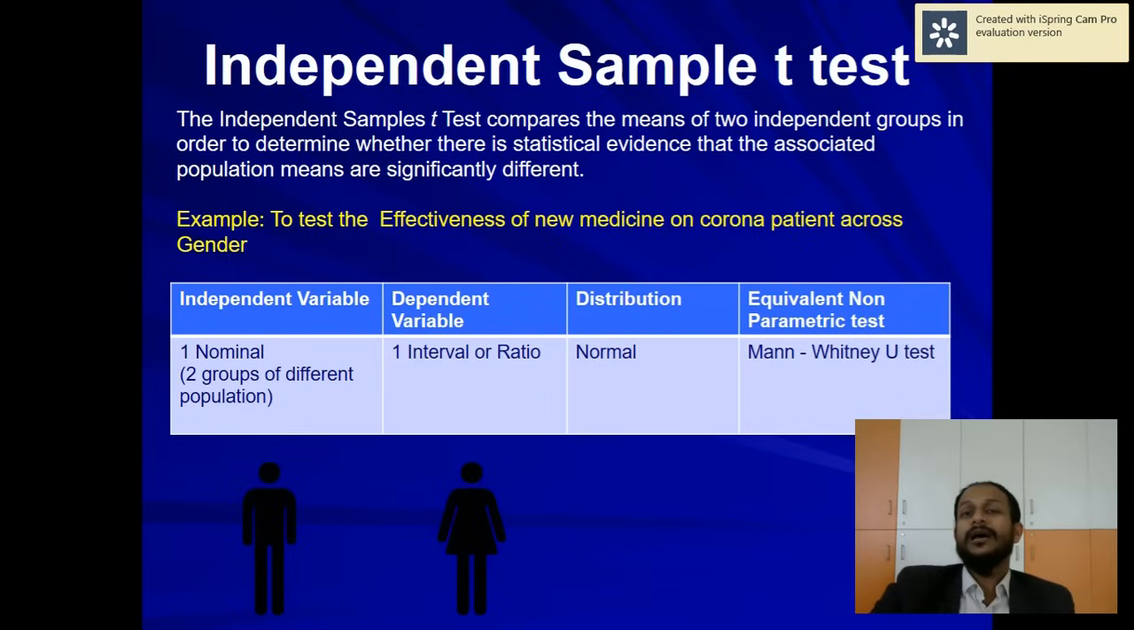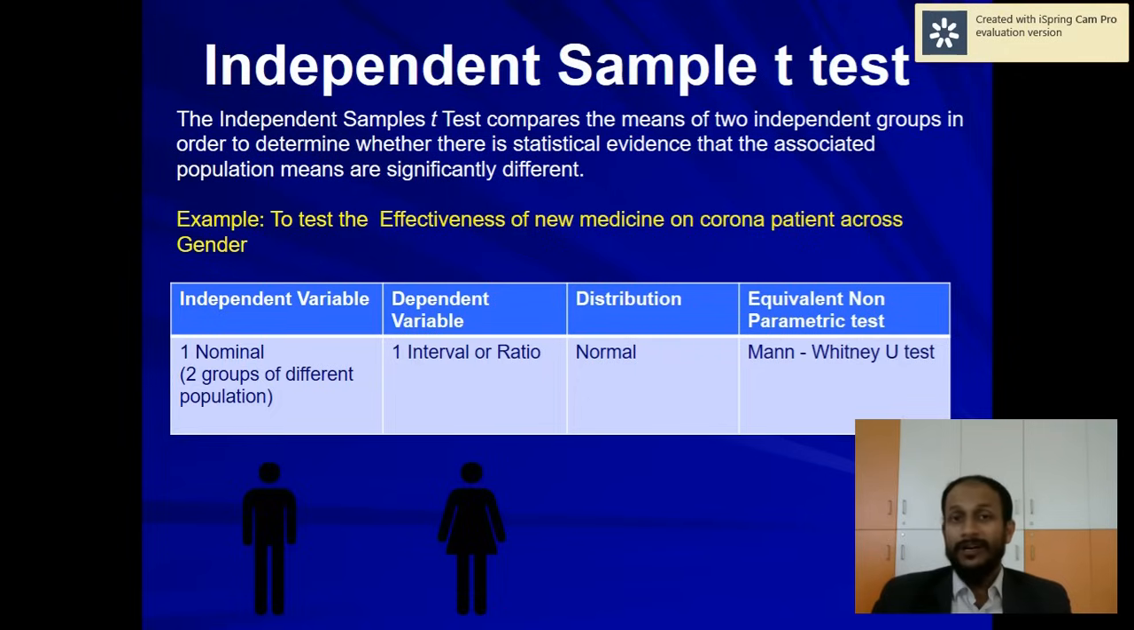Let me give you an example so that you can have a better understanding of this topic. Say, for example, I have a new medicine for corona and I want to check whether this medicine is effective among people. So for that, what do I do? I take gender as a criterion and I give the medicine to 100 males and 100 females, and I check the recovery rate among the men and the recovery rate among the women.